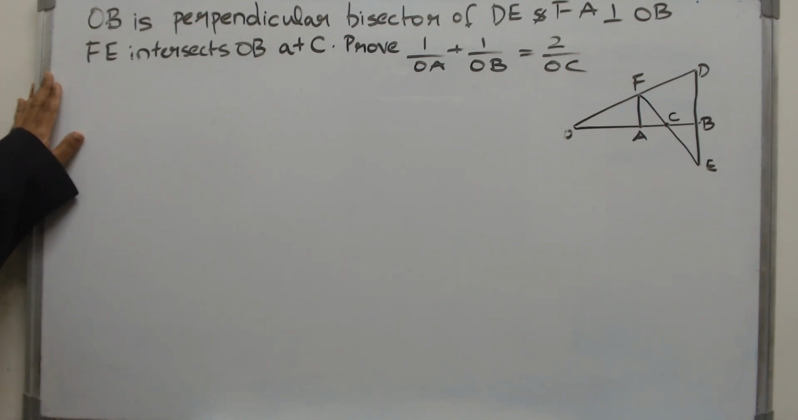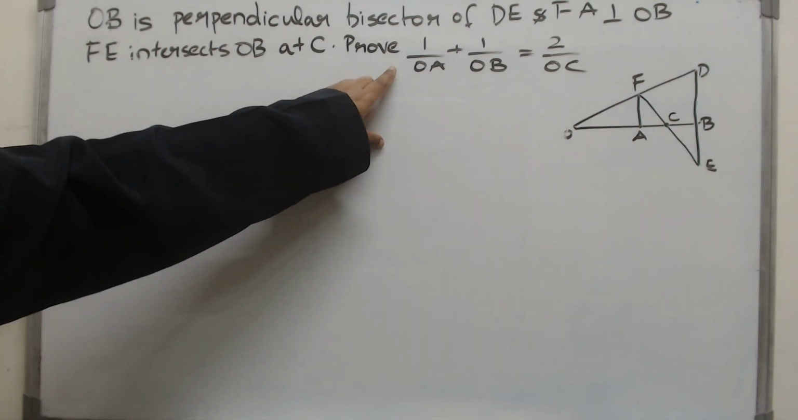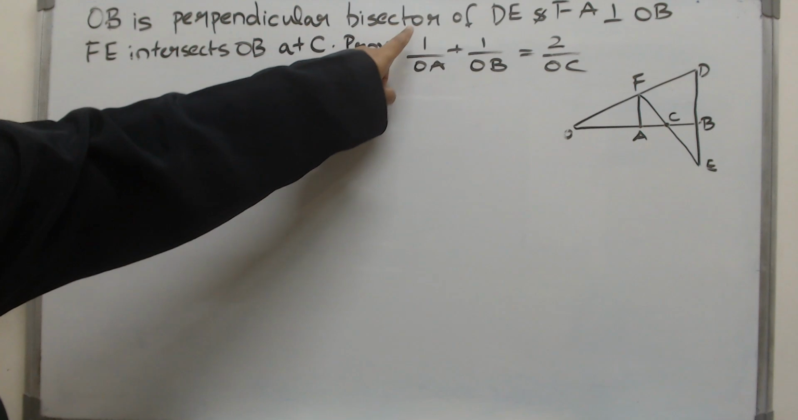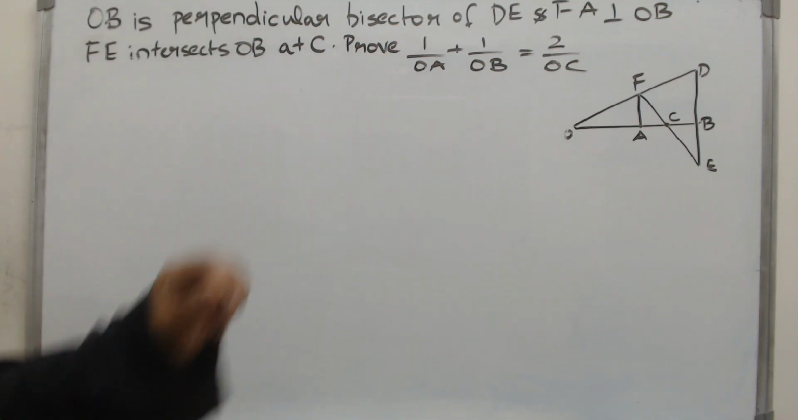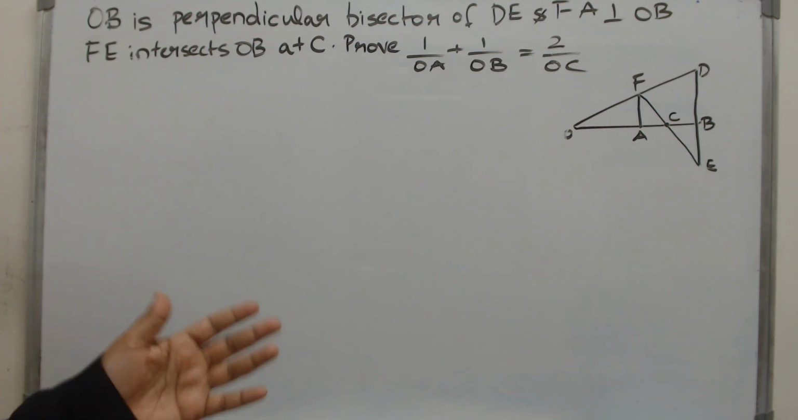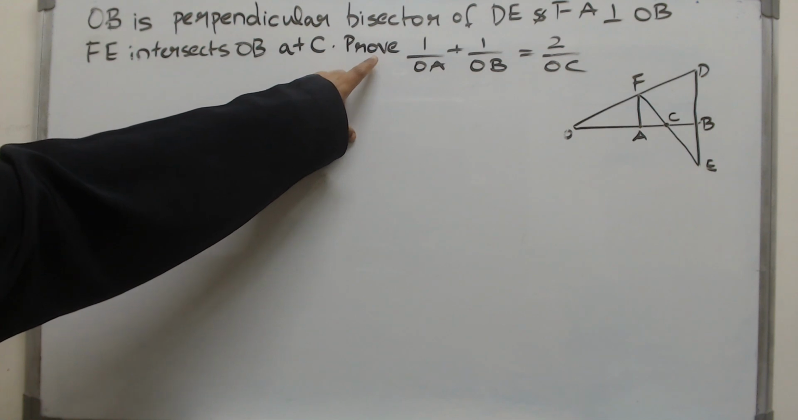Here we have a question based on the properties of similar triangles. How do we know that we are dealing with similar triangles? Look at the statement that we have to prove. It involves ratios of sides of triangles. Where have we seen that? In similar triangles. So that is how we are going to prove this result.